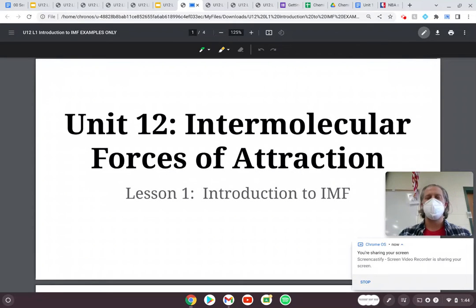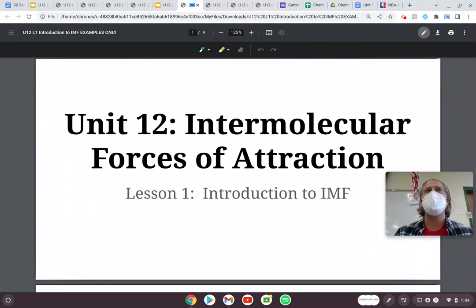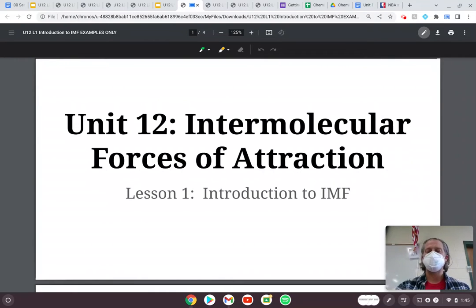So yesterday we didn't quite get to the examples, but we did end our lesson by talking about the different types of forces of attraction amongst particles. And one of the things that we talked about was sort of the hierarchy or the tier or the ranking of those particles.